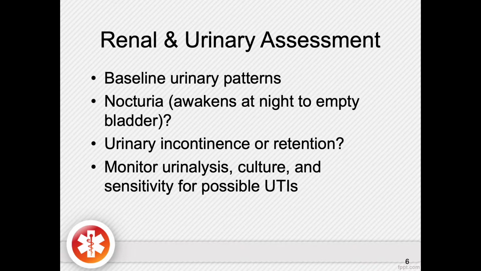When assessing the kidneys and urine output, look at baseline urinary patterns, including, does the patient have nocturia? That is, do they awaken at night to empty the bladder? Is there the presence of urinary incontinence or urinary retention? Monitor for urinalysis, culture, and sensitivity for patients who you suspect may have a urinary tract infection.